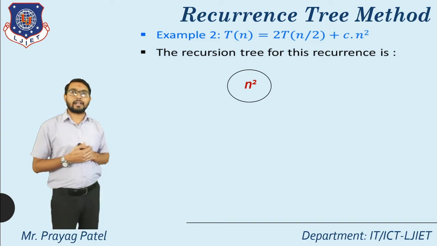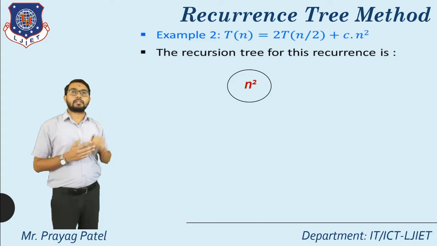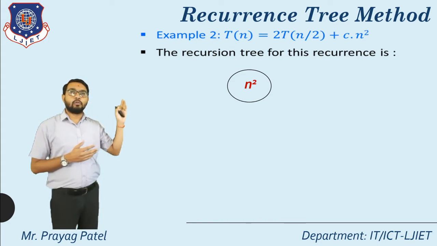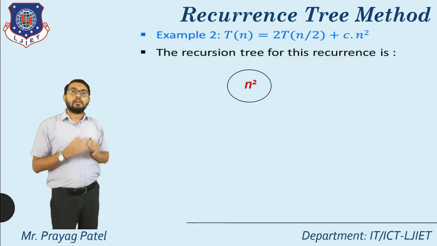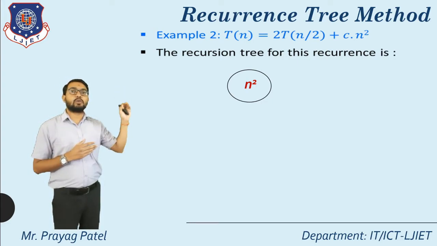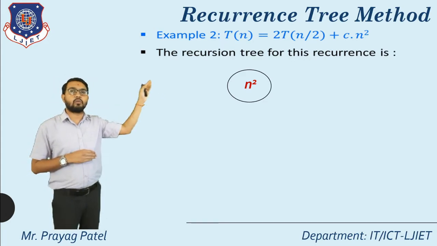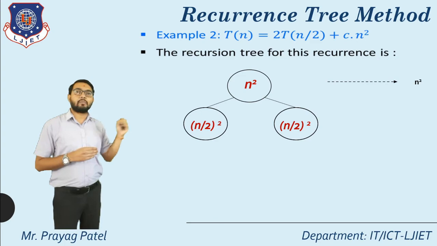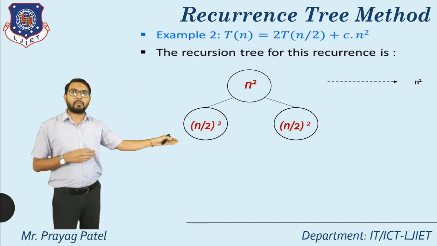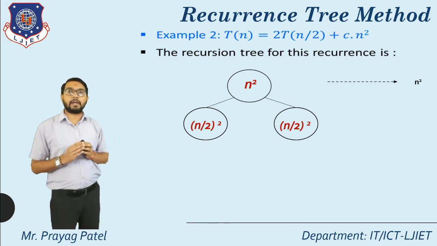Now consider another example for the recurrence tree method. T of N equals 2T of N by 2 plus C into N square. Now represent this equation in the recurrence tree form. So the initial level is T of N. So the cost of T of N is C into N square, or N square, because C is a constant. So the initial root level cost equals N square. Now the subtree is 2 times T of N by 2. So the first part is T of N by 2, and the second part is also T of N by 2. But what is the cost of T of N by 2?